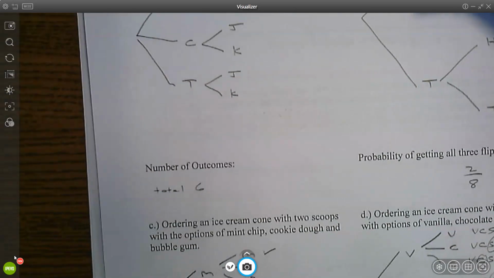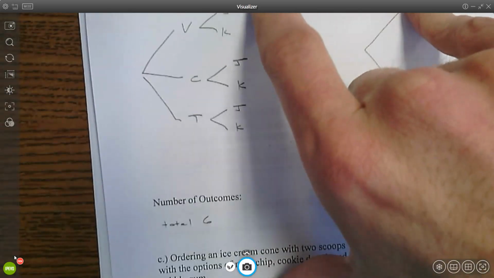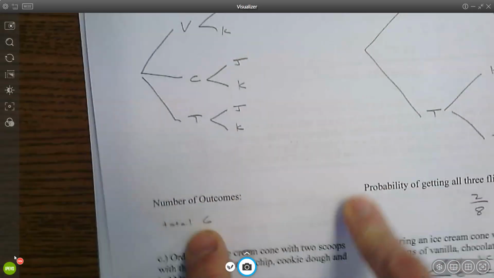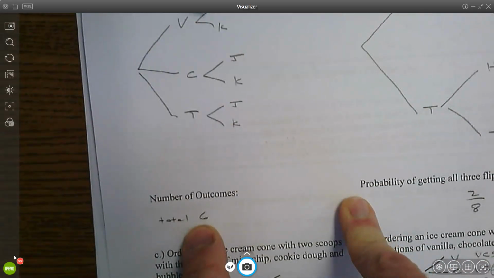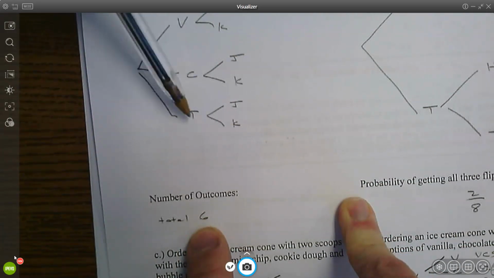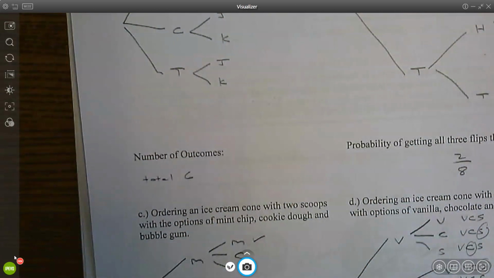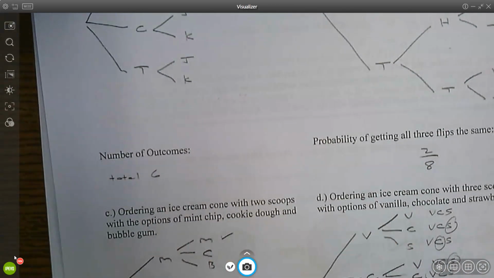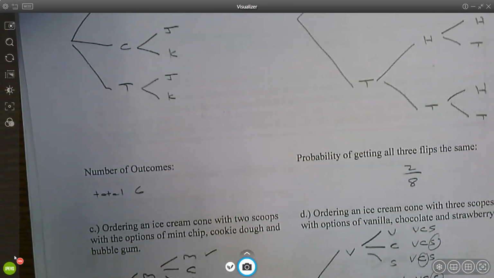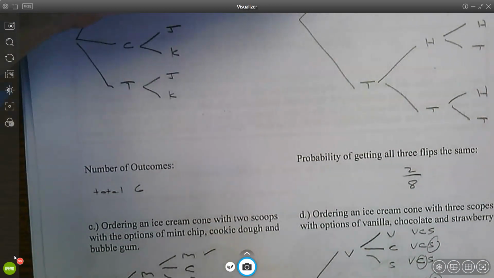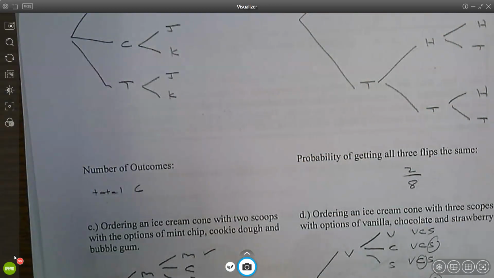Number 17. You're selecting an outfit at random. You have 3 shirts and 2 pants. So you could select the V-neck with the jeans or khakis, the collared shirt with each, or the t-shirt with each. So you have 6 total outcomes you could select. Flipping a coin 3 times. We already did this. What's the probability of getting all 3 flips the same? That's heads, heads, heads, or tails, tails, tails. 2 divided by 8.